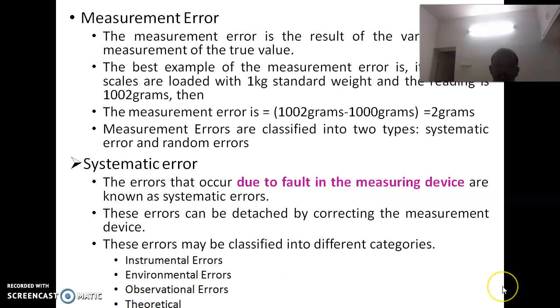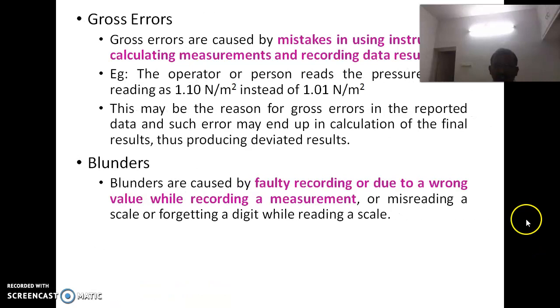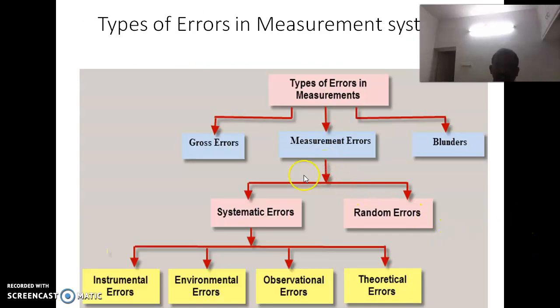Next, the measurement errors. The measurement error is the variation of a measurement from the true value. So it is the actual error recorded by the instrument. For example, in an electronic scale, if the standard value is 1000 but it measures as 1002, the error is 2 grams. Measurement errors are again classified into systematic errors and random errors.